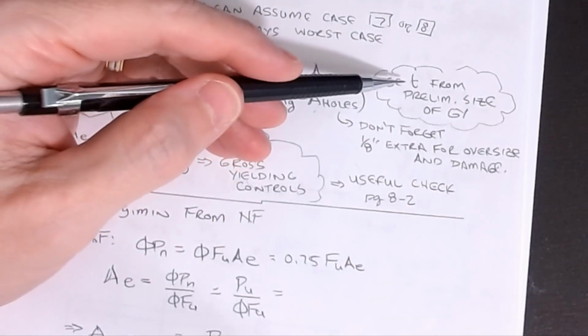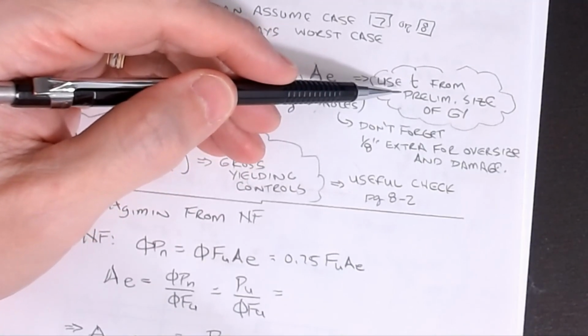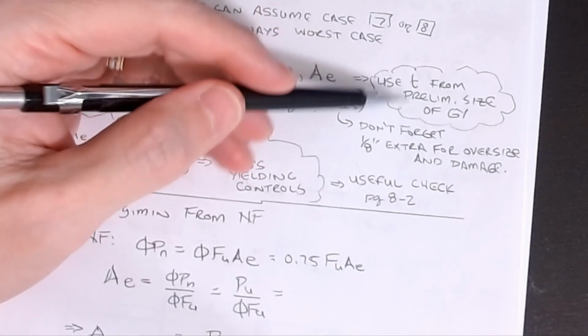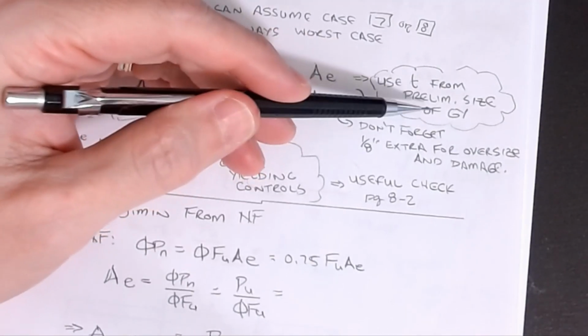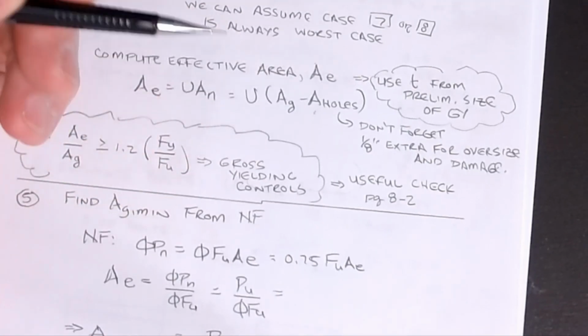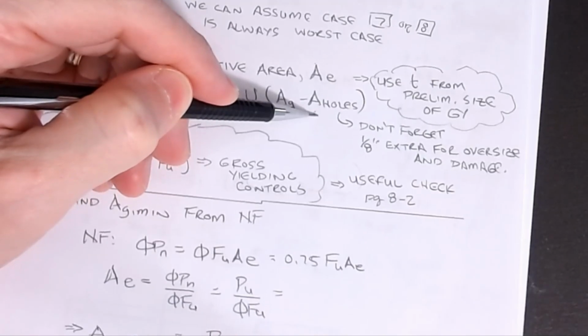So if the bolts are in the flange of a beam, we're using TF. If it's the web of a W section, it's TW. If it's through an angle, we're using the thickness of the angle. All of that can give us a guess on this. And then we can use that to calculate our area of holes. And then I know A gross from step 1. I've got a guess on area of holes.